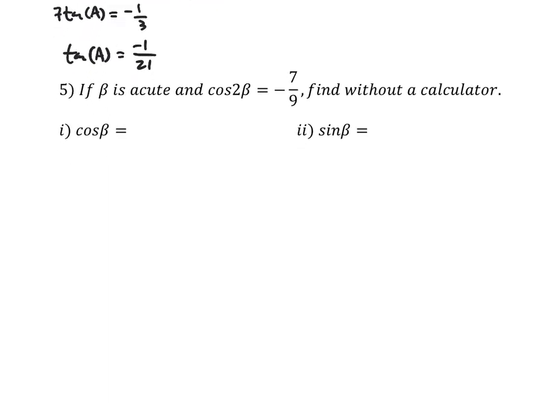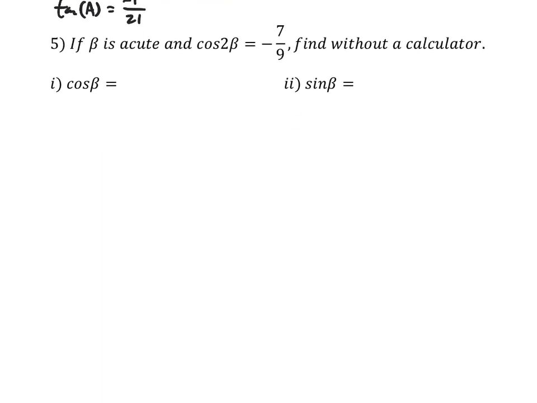If B is acute, cosine of 2B, or 2 beta, is negative 7/9. Find without a calculator. So what you should be thinking immediately is, how do I tie cosine 2 beta to cosine beta, right? Or how do I tie cosine 2 beta to sine beta? And the answer to both of those is the different forms or interpretations of cosine 2 beta. So 2 cosine squared beta minus 1 would equal cosine 2 beta.